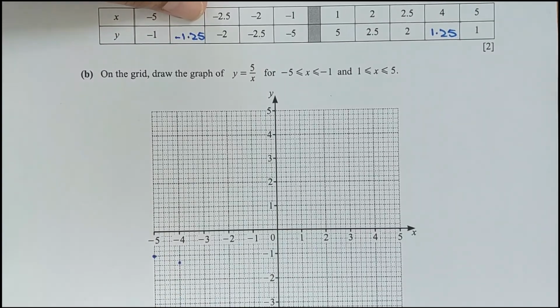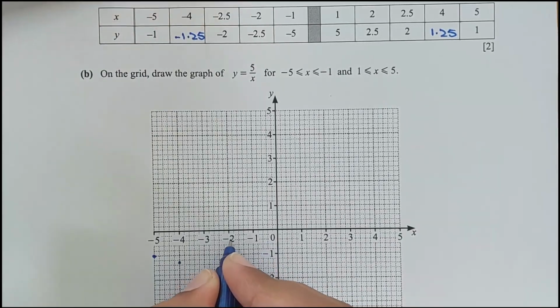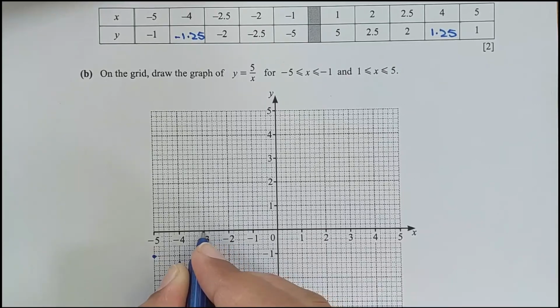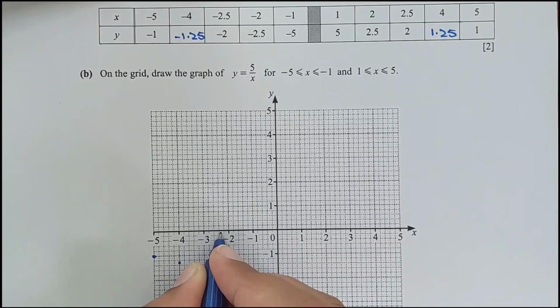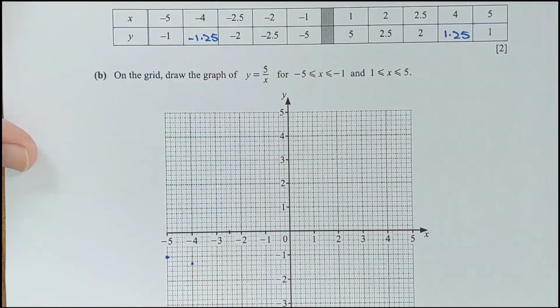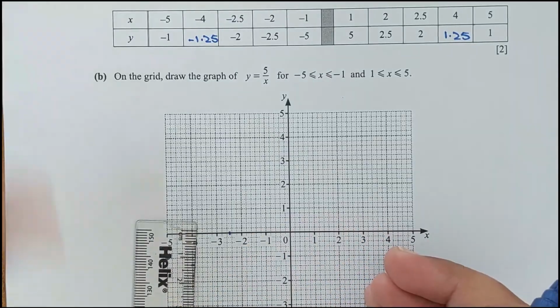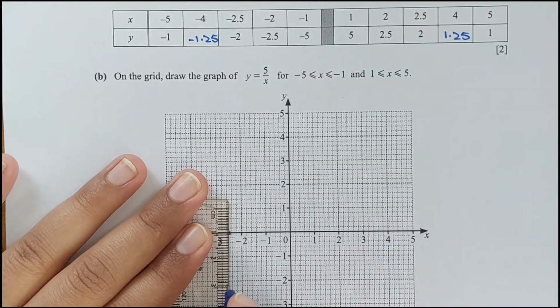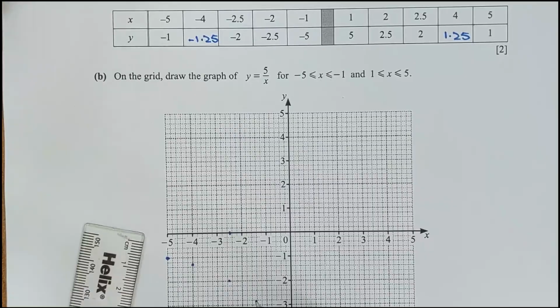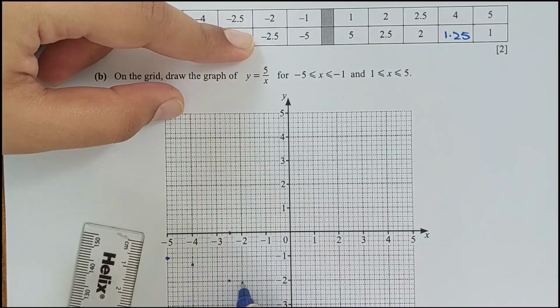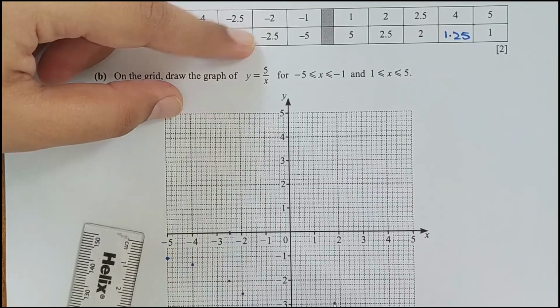Negative 2.5, it's negative 2. When x is -2.5, 1, 2, 3, 4, and 5. It's -2. This point. Okay. For -2, it's -2.5. 2.2, 2.4, and 2.5. All right.